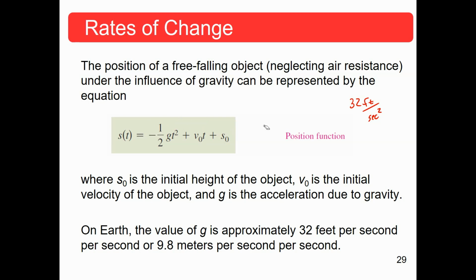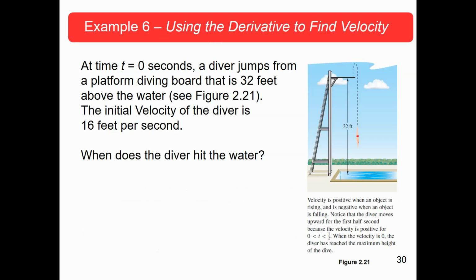Some of you that have taken physics might recognize this as a derivation of one of the kinematic equations that you use for basic physics. So we can actually do a few problems now. Say we've got time t equals 0. A diver jumps from a platform diving board that's 32 feet above the water. So we've got a position of 32 feet in the positive direction.